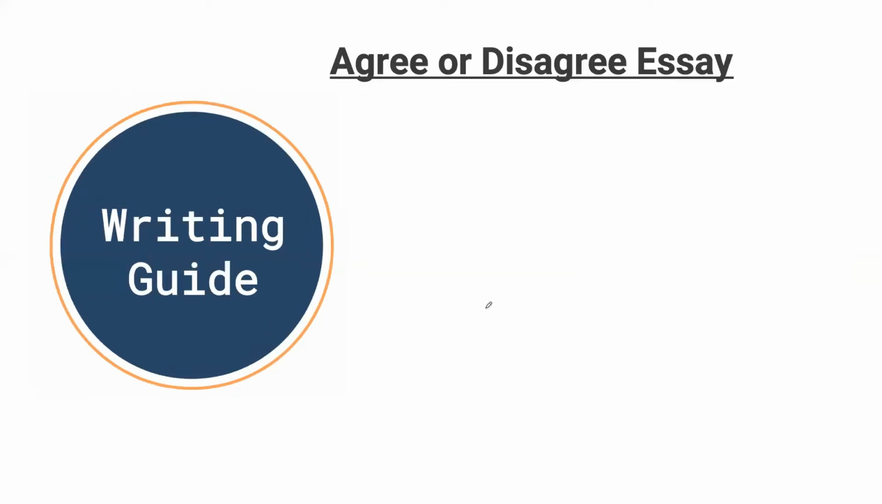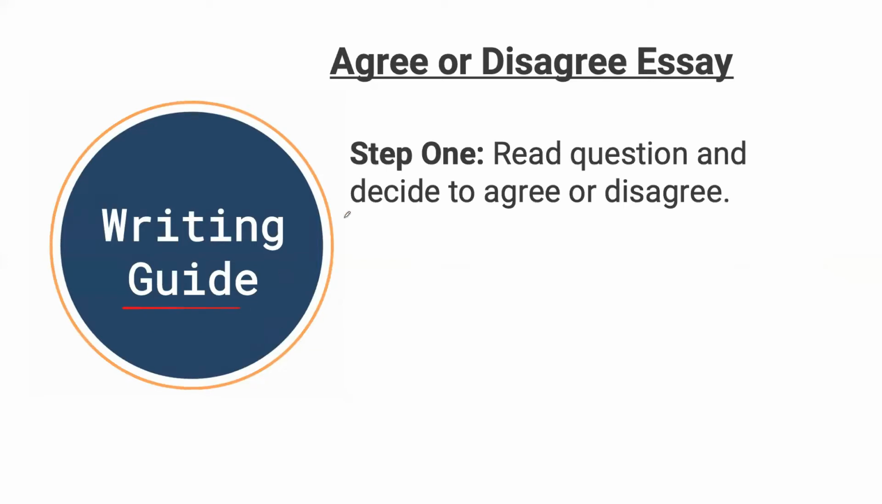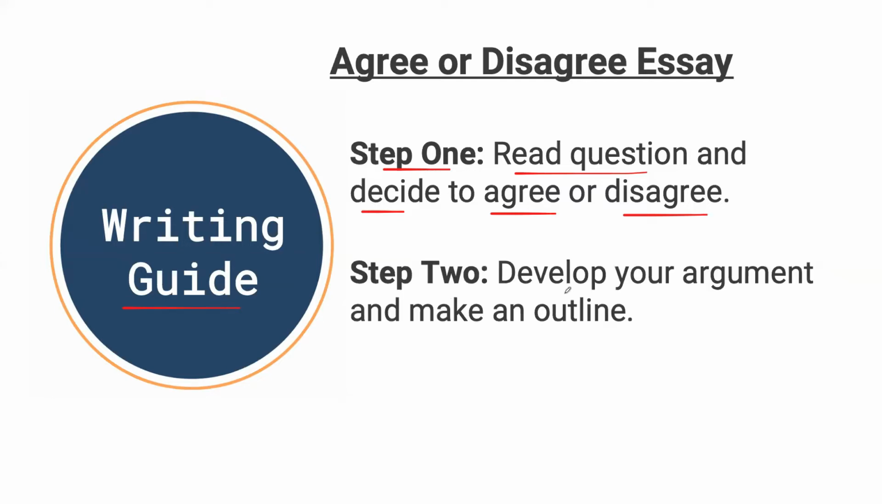Before we do that, I just want to take you through a writing guide, steps that you can follow when it comes to this question type. Step 1, you're obviously going to read your question and decide to agree or disagree. Remember what I said in the beginning? It doesn't have to be your personal opinion. What is easiest for you to write about should be the route that you choose to take. Step 2, you're going to develop your argument and make an outline. I'm going to show you how to do the outline in just a few seconds.